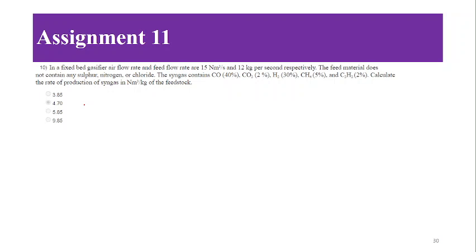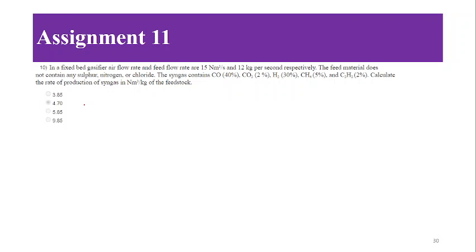So it had the question as, in a fixed bed gasifier, airflow rate and feed flow rate are 15 n meter cube per second and 12 kg per second respectively. The feed material does not contain any sulfur, nitrogen or chloride. The syngas contains carbon monoxide, which is 40%, carbon dioxide, which is 2%, hydrogen gas, which is 30%, and methane, which is 5%, and acetylene, which is 2%. Calculate the rate of production of syngas in n meter cube per kg of the feedstock.